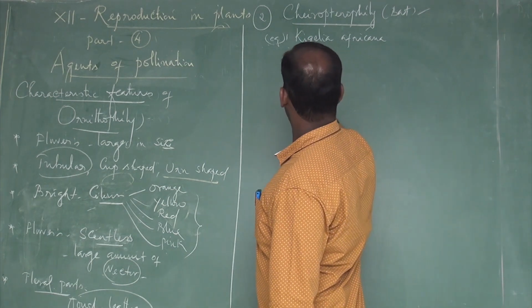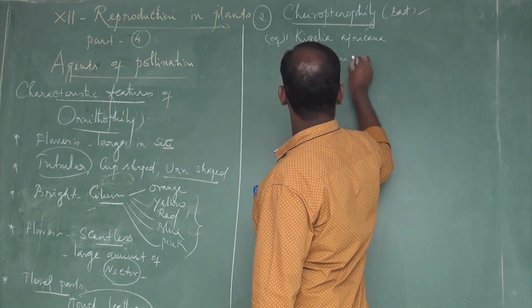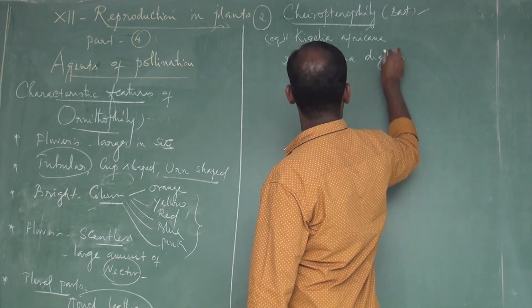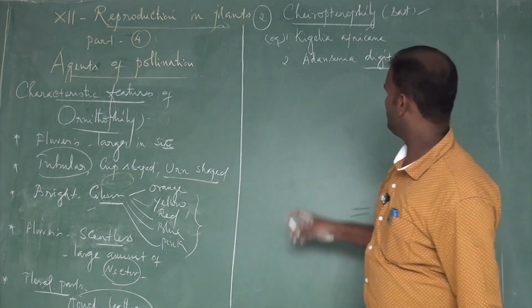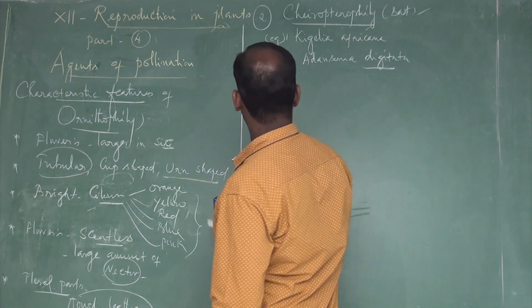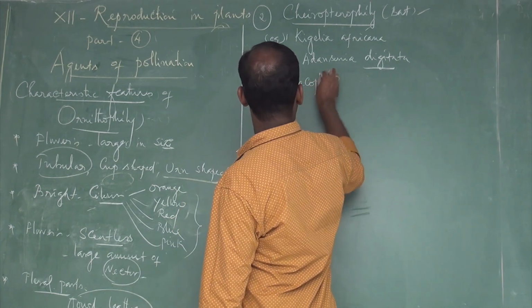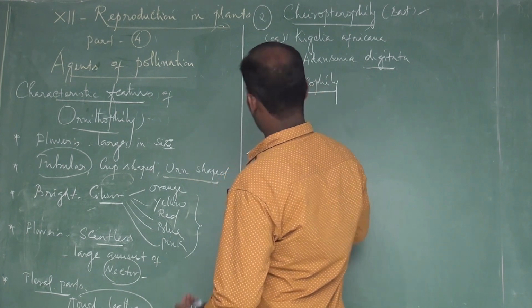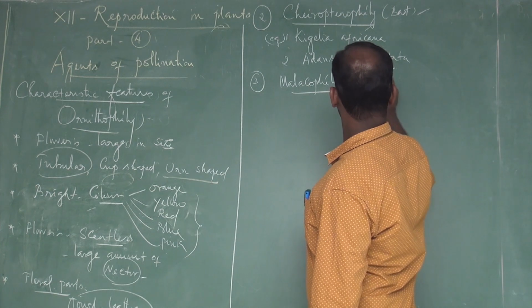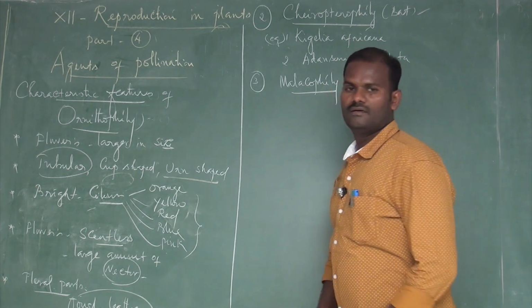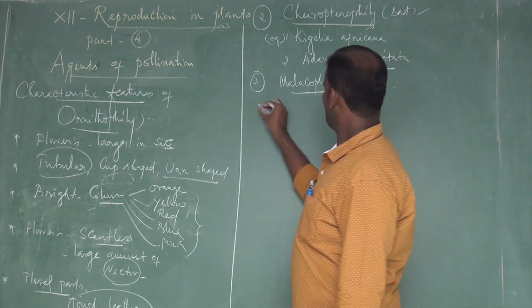Then another one is Adansonia digitata. These are examples of chiropterophilous flowers. The third one is Malacophily. Malacophily means pollination by snails. The flowers are said to be malacophilous flowers, pollinated by snails.